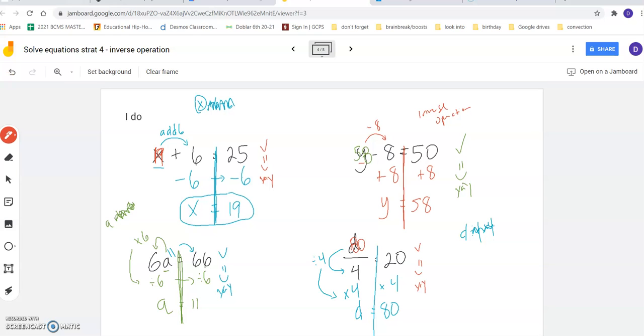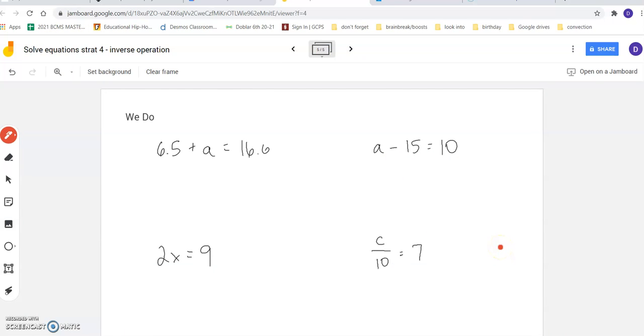All right, let's try four in your notebook. So go ahead and pause and write these examples down. Same thing, we're just going to go through one of each type of operation to hopefully make you feel a bit more comfortable with it. Go ahead, this is the inverse operation strategy. And here we go. You're welcome to work ahead of me, you're welcome to work with me, or you're welcome to work behind me.